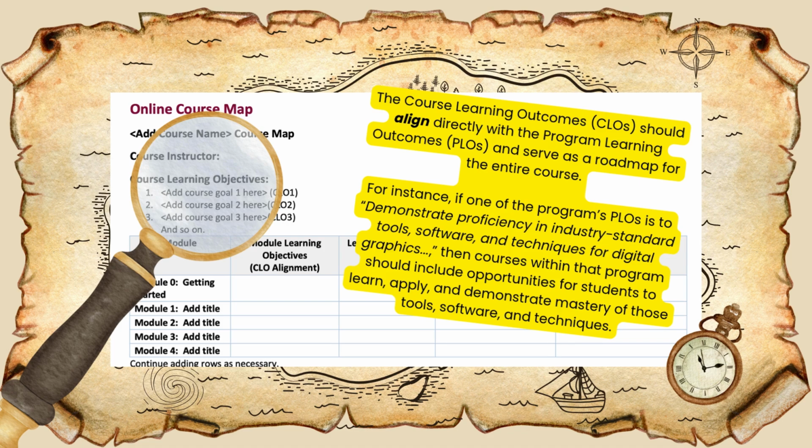So, for example, if one of our program learning outcomes is to demonstrate proficiency in industry standard tools, software, and techniques for digital graphics, then courses within that program, at least one or maybe more, probably more, should include opportunities for students to learn, apply, and demonstrate mastery of those tools, software, and techniques.